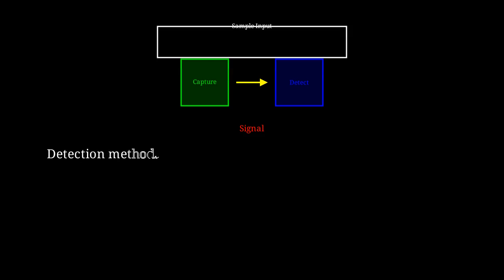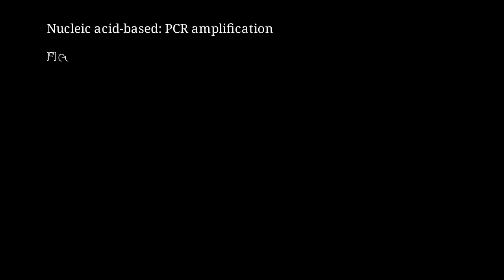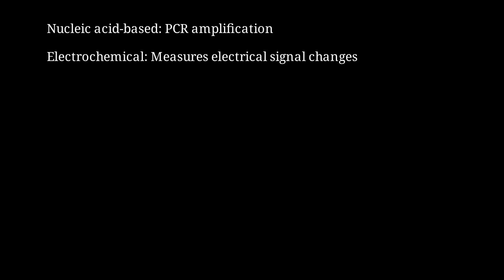Several detection methods can be integrated into microfluidic devices. Immunological detection uses specific antibody-antigen binding. Nucleic acid-based methods use PCR amplification of pathogen DNA. Electrochemical sensors measure changes in electrical signals upon pathogen binding. Optical methods detect fluorescence or absorbance changes.